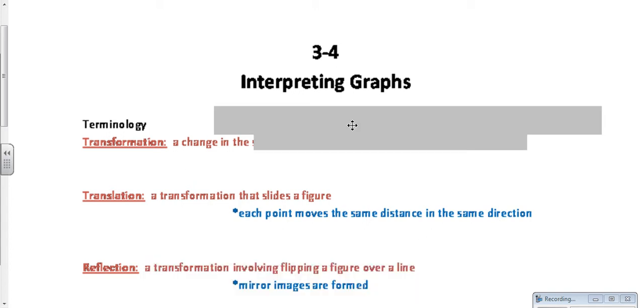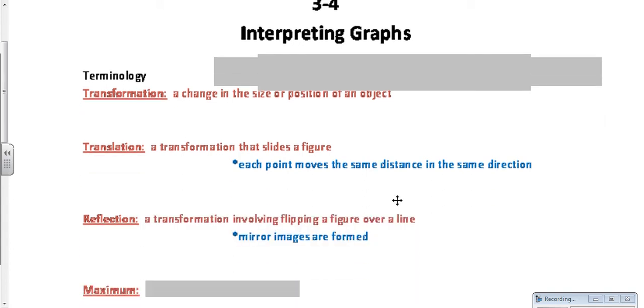A reflection. A transformation involving flipping a figure over a line, like you would a mirror. So it would flip, but when you do that, it also becomes a mirrored image, so the shape is not exactly looking the same as it did before.